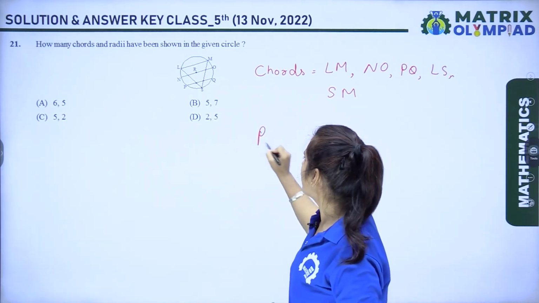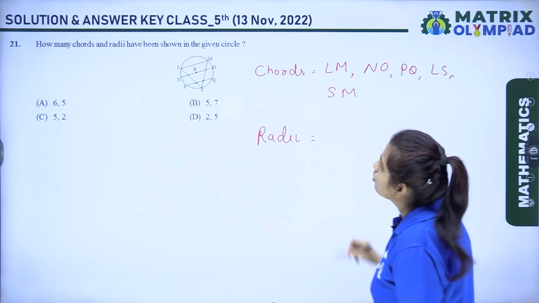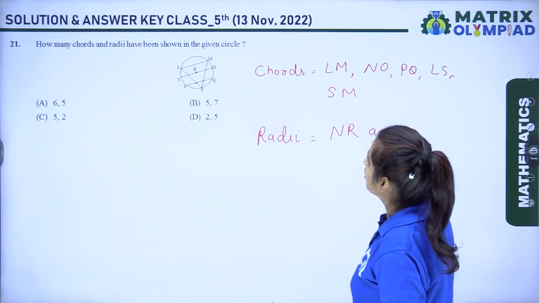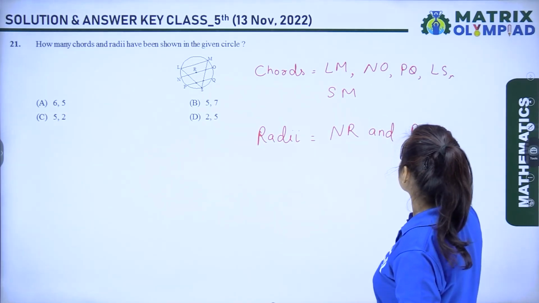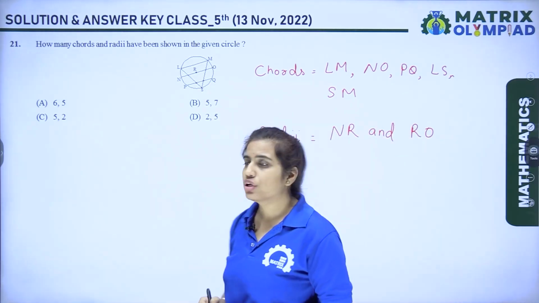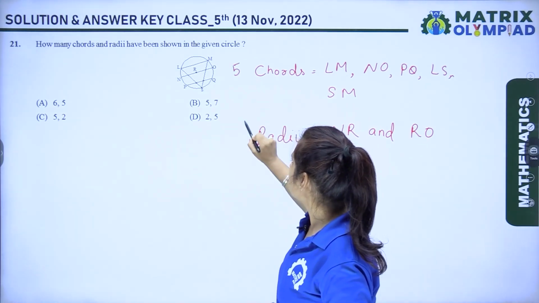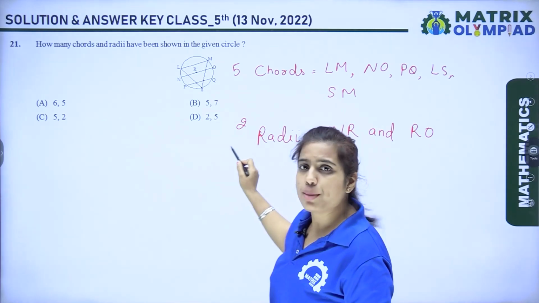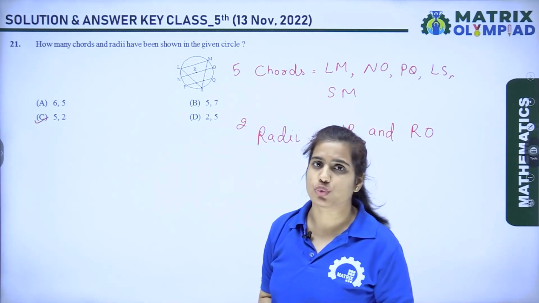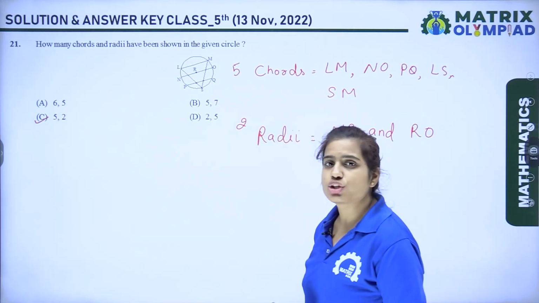Now let's find out how many radii do we have in this figure. So here N, R and RO. So total number of radii is 2. So here chords are 5 and radii are 2. So the correct option is option C, that is 5 and 2. Let's begin with the next question. Question number 22.